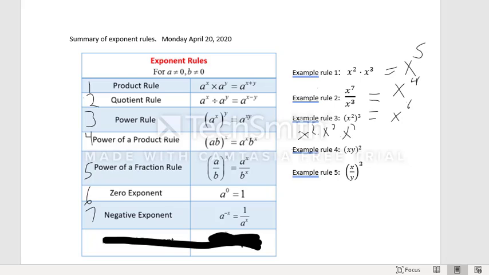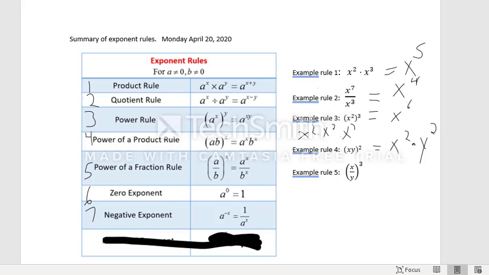All right, rule 4. If you have a product in there, if you have two things multiplied together and you raise x times y to the 2nd power, you can distribute that squared to both pieces. So this would be the same as saying x squared times y squared. We cannot add these two exponents together because they don't have the same base. It's x squared and it's y squared.